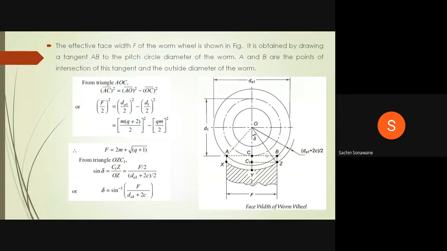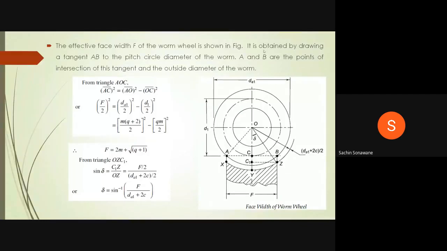Therefore, from triangle AOC, AC squared is equal to AO squared minus OC squared, which is equal to (F by 2) squared is equal to (da1 divided by 2) squared minus (d1 divided by 2) squared, which is equal to ((m plus qm/2) divided by 2) squared minus (qm divided by 2) squared. Therefore, F is equal to 2m times the square root of (q plus 1).